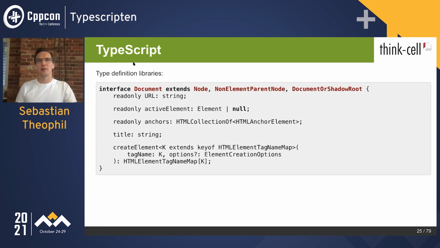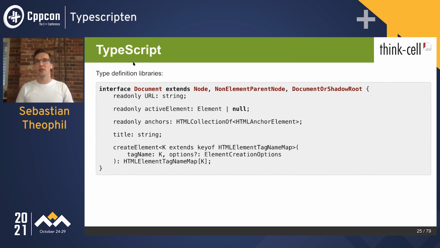So what is TypeScript here, and what are those type definition libraries? Well, let me show you a small example. This is an excerpt from the type definition library for the standard JavaScript DOM API, more specifically for the document object that I've just used as well. So this is TypeScript, if you're not familiar with TypeScript. So we have a document interface, and the document has a URL property, for example.